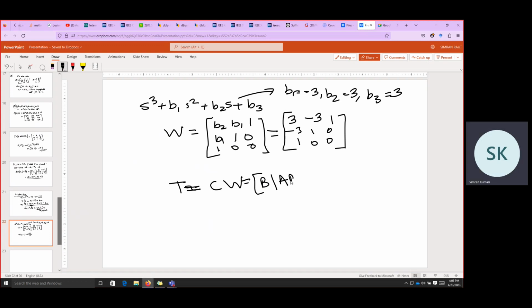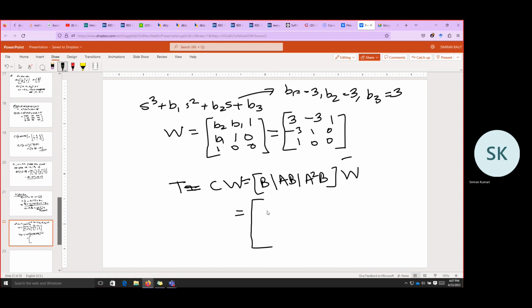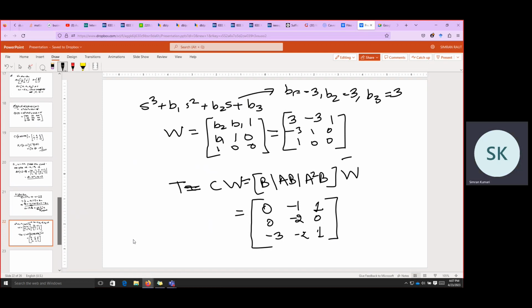B, AB, A square B, and we have W. So overall, what we get: 0, 0, minus 3, minus 1, minus 2, minus 2, 1, 0, and 1. Okay. So this is the T matrix.